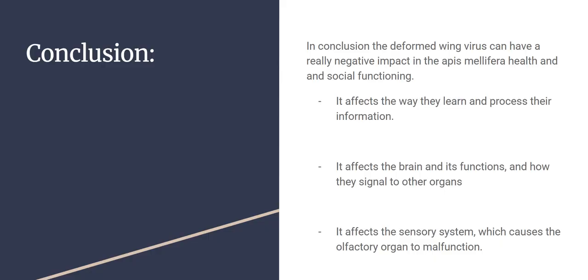So, in conclusion, the deformed wing virus can have a really negative impact on the Apis mellifera's health and social functioning. It affects the way they learn and process their information. It affects the brain and its functions and how they signal to other organs. And it affects the sensory system, which causes the olfactory organ to malfunction.